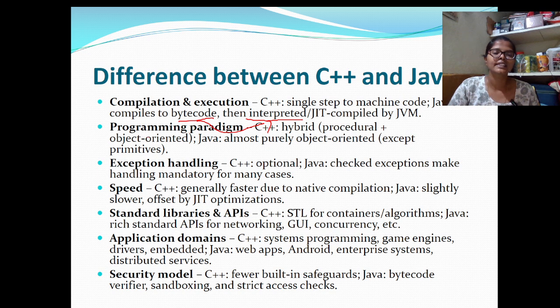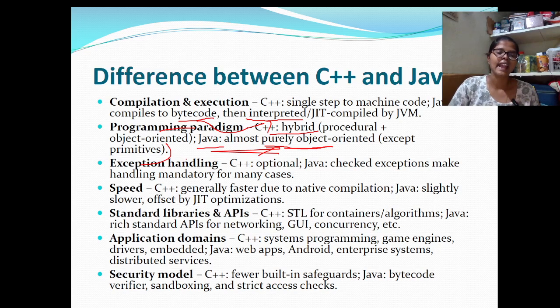Okay, next, programming paradigm. C++ follows a hybrid approach, both procedural and object-oriented, but Java is almost purely object-oriented except for primitive data types. Except for primitive types, everything in Java is object-oriented programming; everything we deal with is classes and objects.